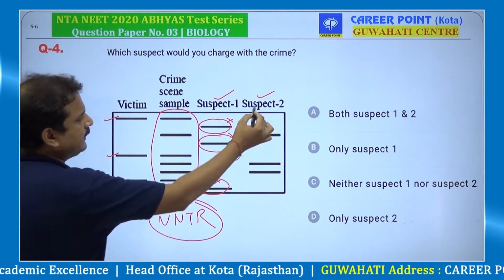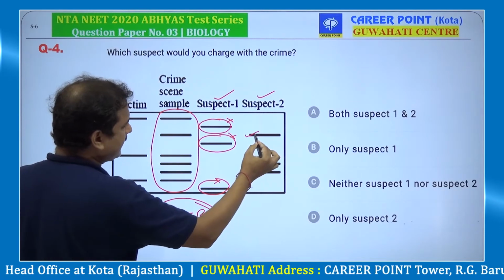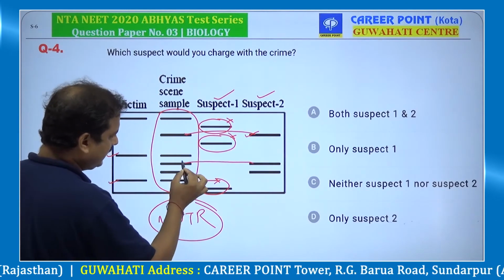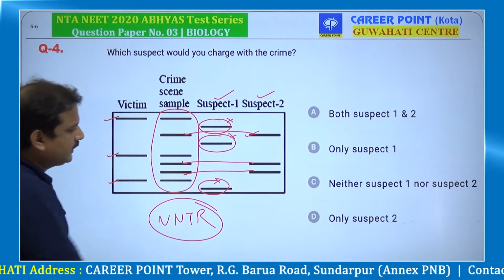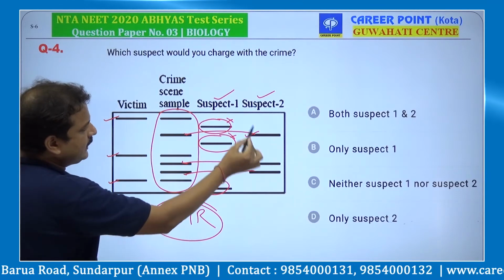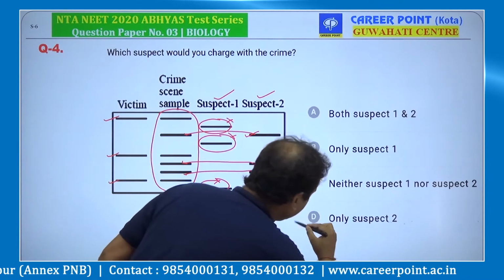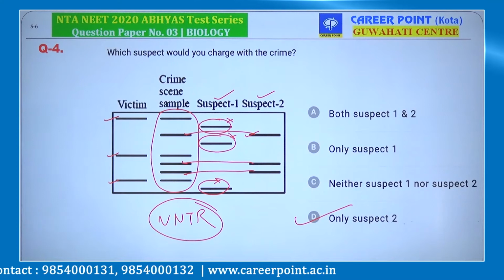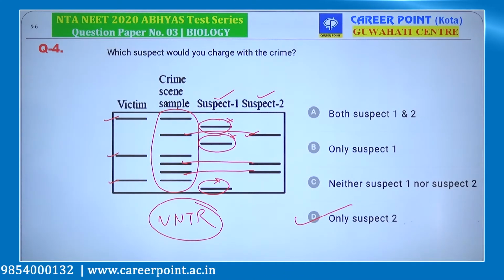Now in case of suspect 2 you see this is matching with this, this is matching with this, and finally it is matching. So ultimately, as the sample is from the crime scene, there is a match with suspect 2. So here the answer is only suspect 2. That is, the answer is D. Next question.